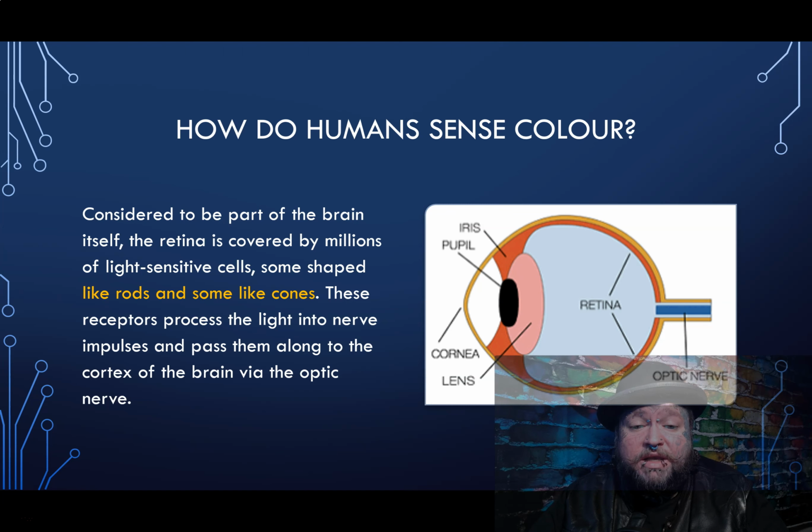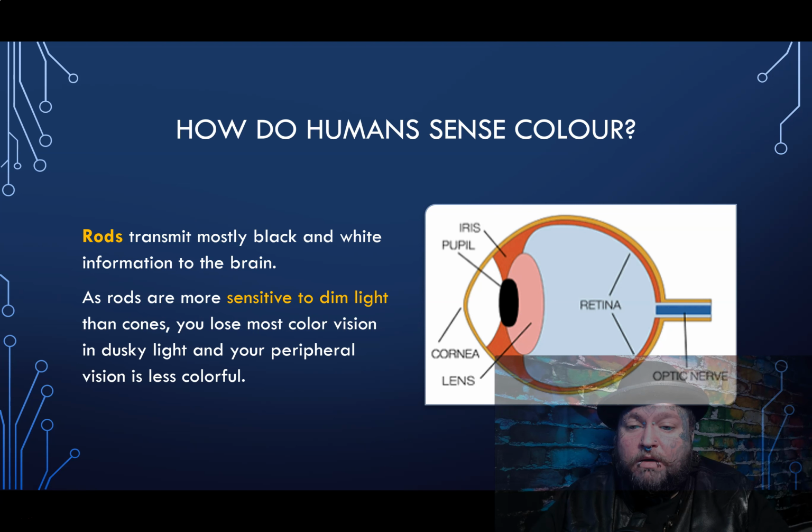But they don't know. They're just beginning with this, and then they start learning about the internal structure of the eye, and they see that we have tons of these light sensors, and they're called rods and cones. Those are different types of cells, and these receptors process the light into nerve impulses and pass them along to the cortex of the brain via the optic nerve, with everything being connected. Okay, now they know there are different cells. When they write and talk about this, they could incorporate some of this information to show that they do have some background with it, tying to other terms that match up to this. Okay, so rods transmit mostly black and white information to the brain.